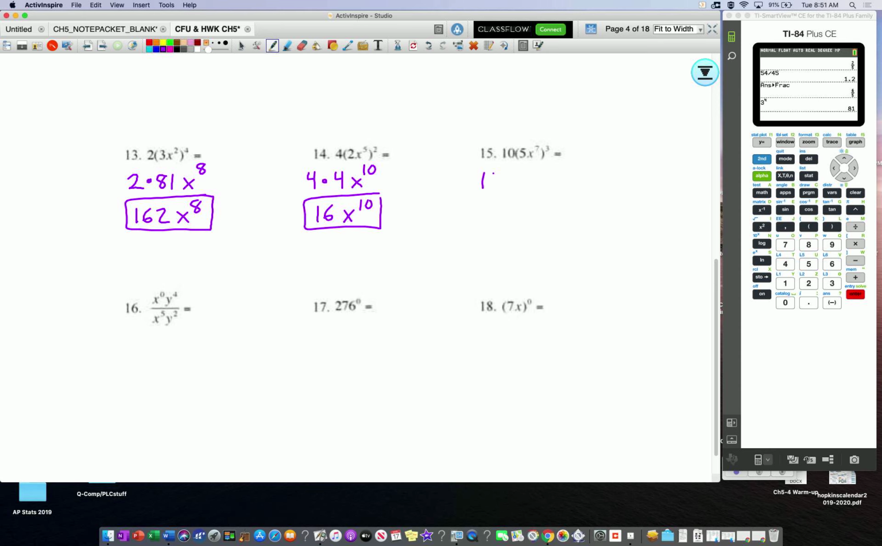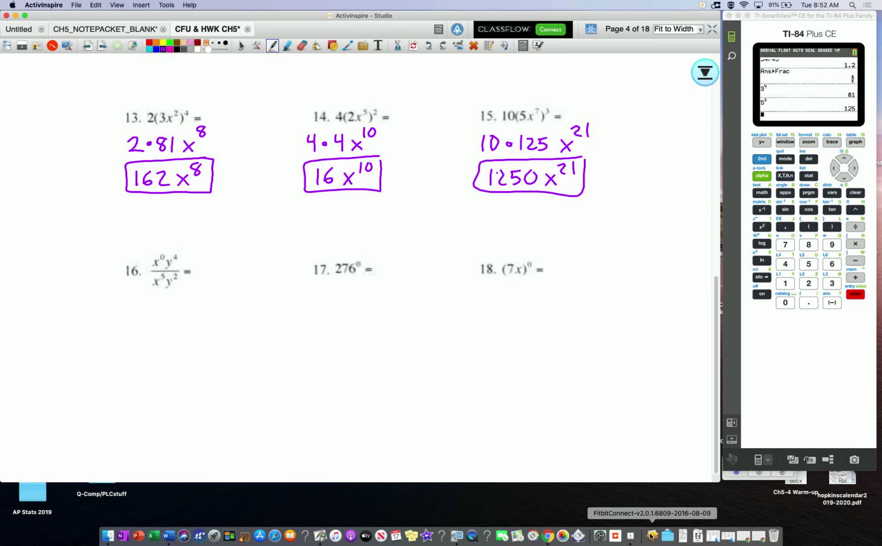All right, this one I have a 10 on the outside. 5 to the 3rd power. If we don't know that one, use the calculator. 125. 7 times 3, x to the 21st. 10 times 125, that just puts a 0. Remember, anything times 10 moves it over to the left 1 decimal place, so we're actually adding a 0. x to the 21st. Okay.